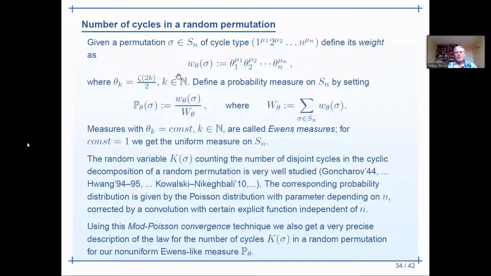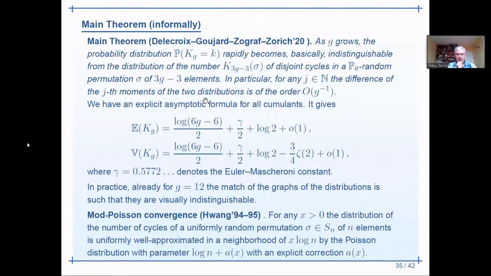However, our probability is very close to Ewens measure because zeta of 2k becomes very close to 1 very rapidly when k grows. So you see the difference only for small values of k, and then it's the same. The main theorem is that the probability distribution I was discussing for the number of cylinders, or number of components, is informally basically indistinguishable from this probability distribution for random permutations when you tune it in the way which was on the previous slide.